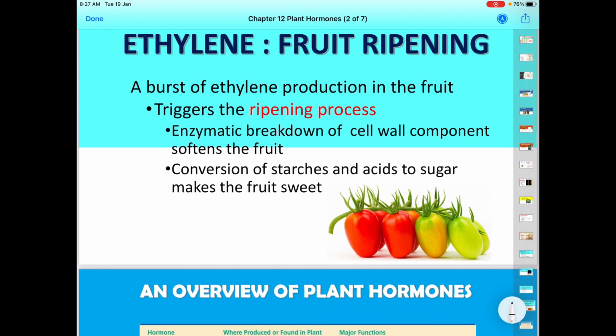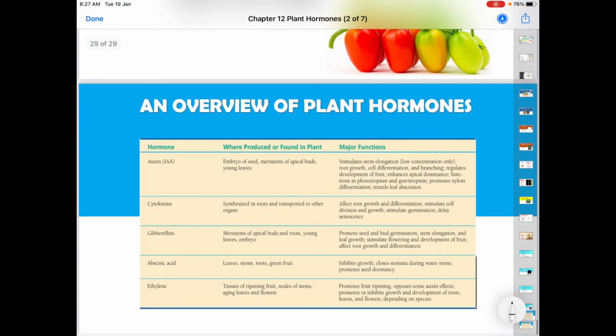And also, ethylene induces fruit ripening. A burst of ethylene production in the fruit triggers the ripening of fruits. So what happens in the process of fruit ripening? The enzymatic breakdown of cell wall components softens the fruits. Conversion of starch and acid to sugar makes the fruit sweet. Normally in industry, when they want to ripen a fruit faster, they just use the ethylene hormone in order to speed up the process.